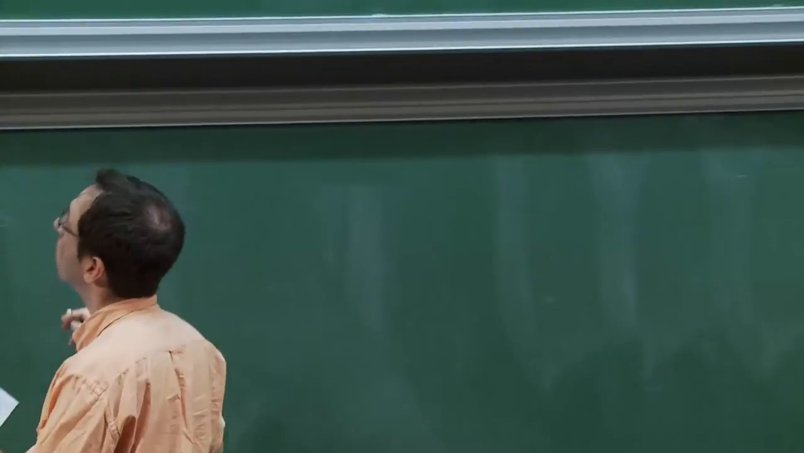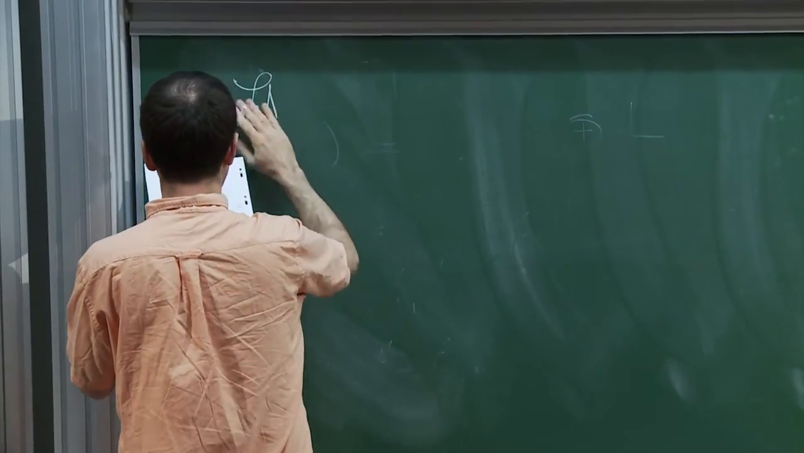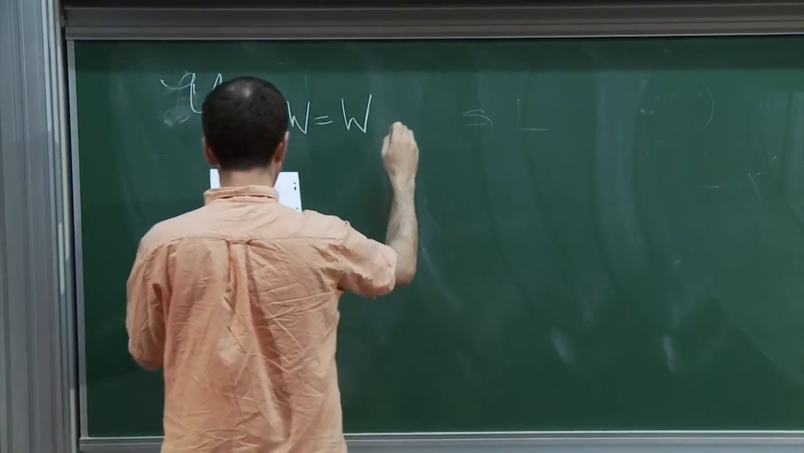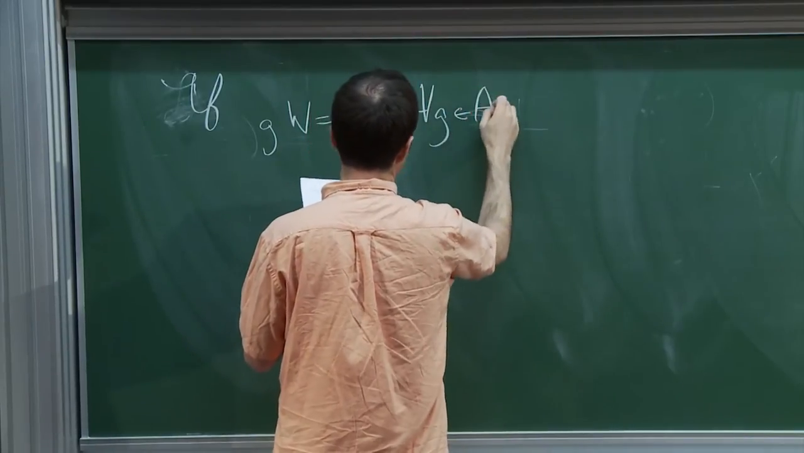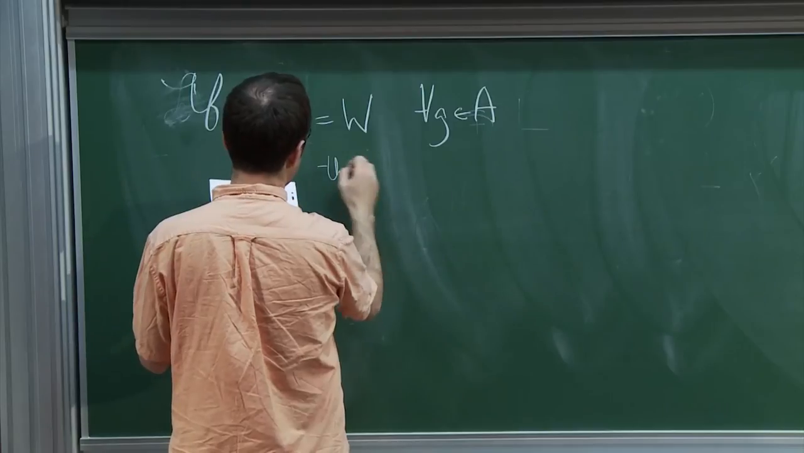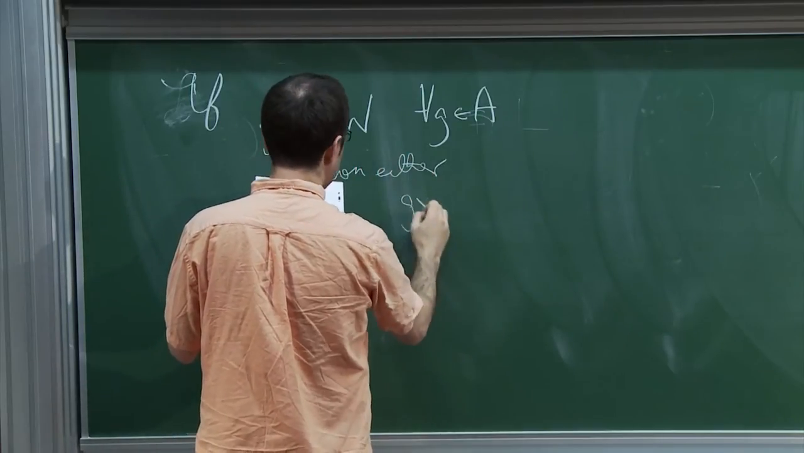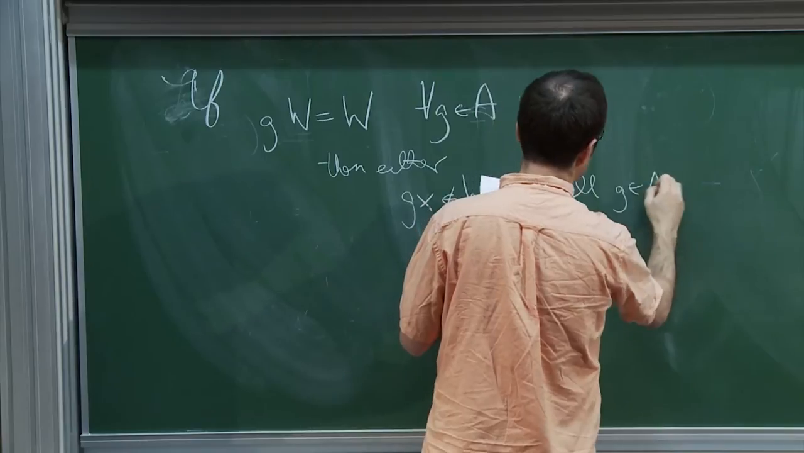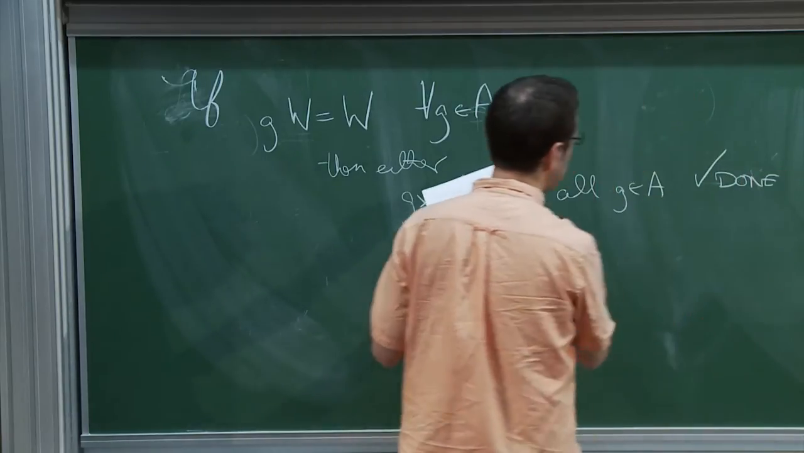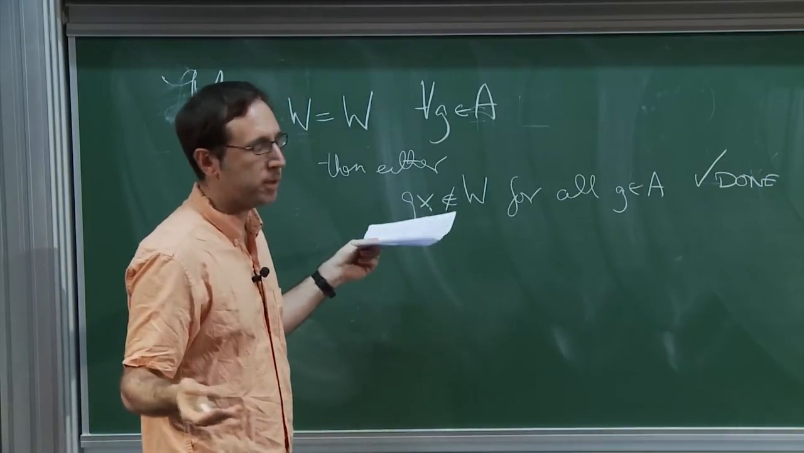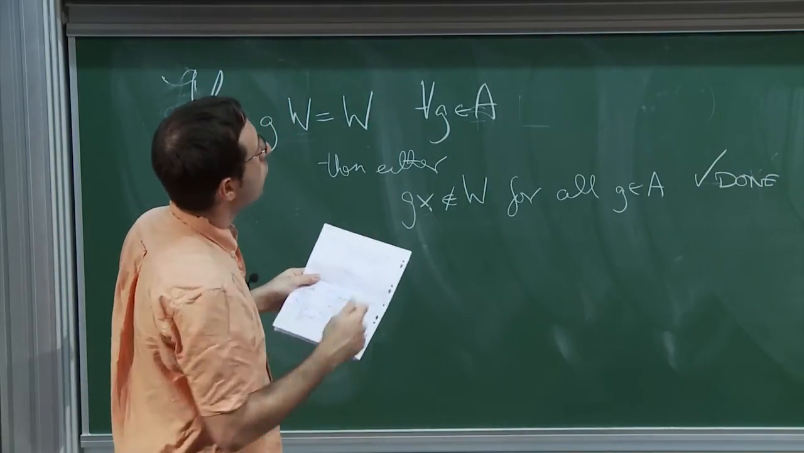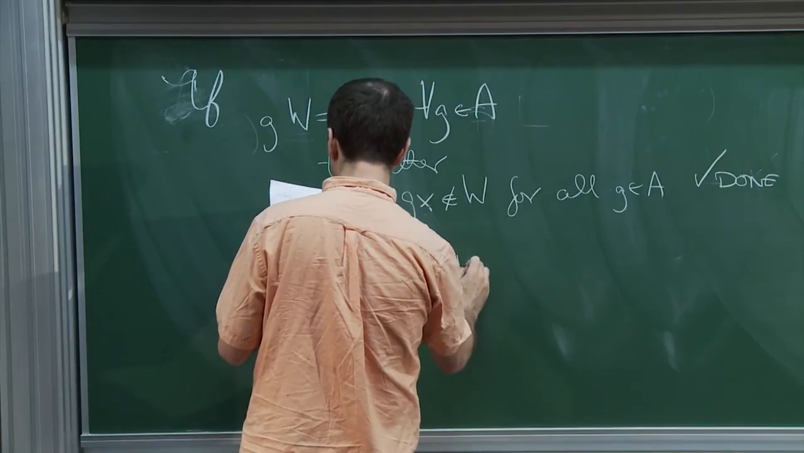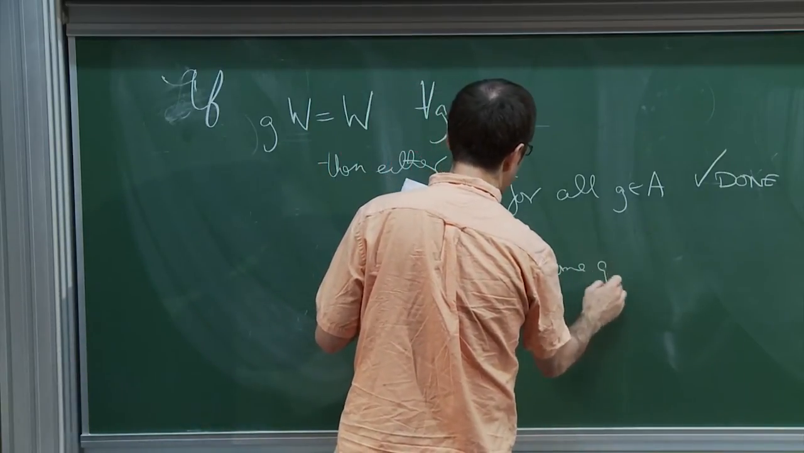So, very well, we will see. What happens if GW equals W for all G in A? Well, that's an easy case. That will not happen in practice, because then either you have that gx is not in W for all g in A, and in that case you are done, evidently. You're not even stuck in the space, so you automatically escape from it. I mean, the conclusion is true for all g in A. Or then you have that gx is in W for some G in A, naturally.